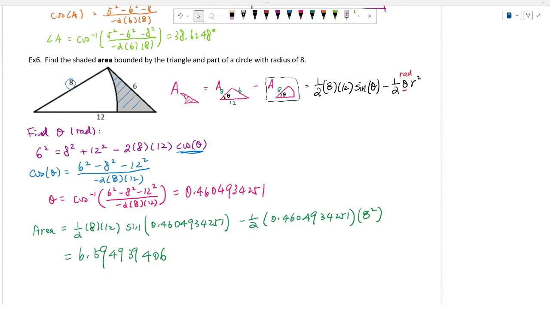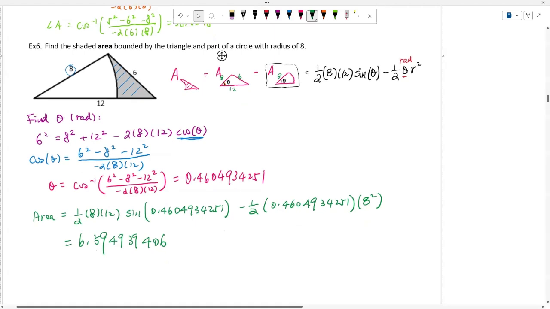Again, if the problem asks you to round to 4 decimal places, or however they ask you, do that.